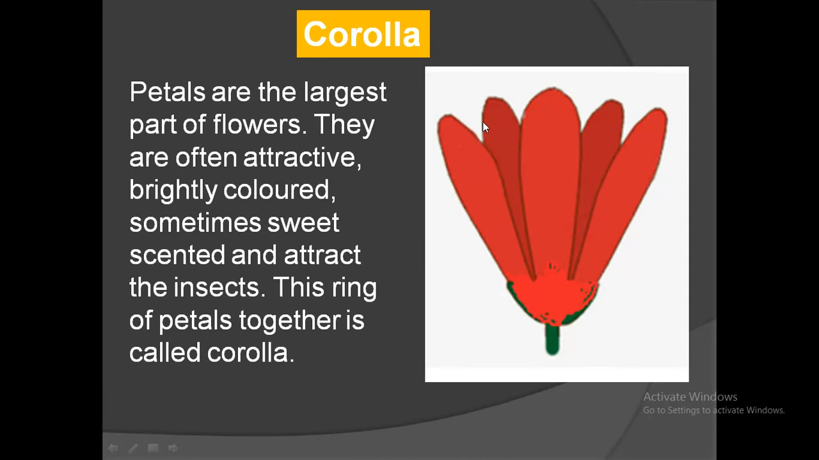The second colorful part is corolla. It is colorful, yellow color. In some flowers it is orange, violet. These colorful petals form corolla. The ring of petals together is called corolla. The color attracts insects. The sweet smell attracts insects for pollination. It is the largest part.